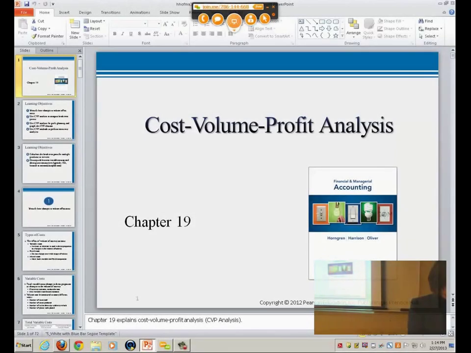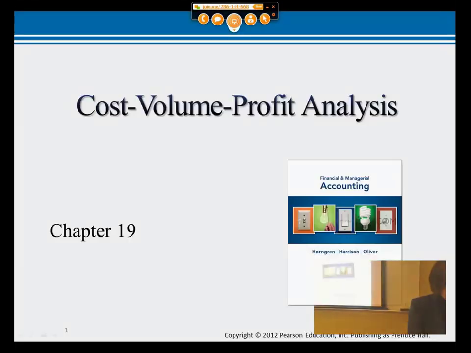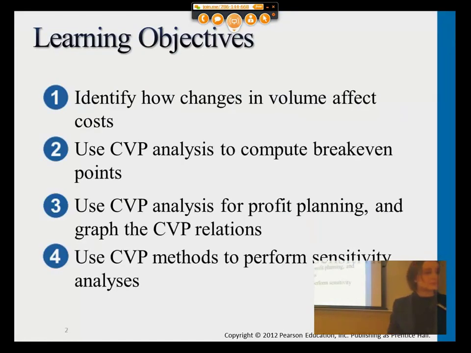Okay, so let's start with chapter 19. All right, so we have 6 objectives that we're going to go over.